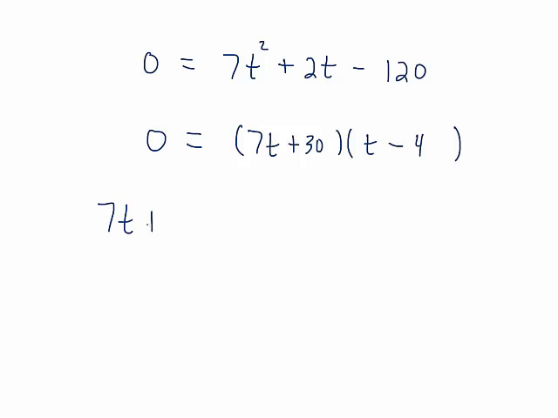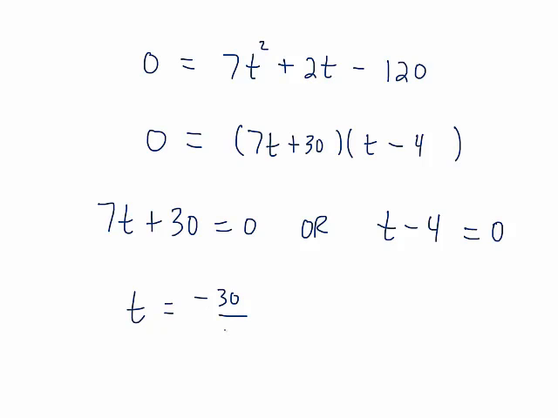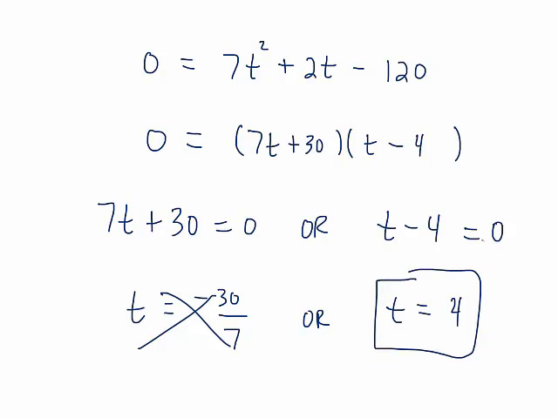So now we set each factor equal to 0. So we have 7T plus 30 equals 0, or T minus 4 equals 0. Solving for T, we would get T is equal to negative 30 over 7, or T is equal to positive 4. And recall that T was the number of hours that Tyler would need working alone. Time cannot be a negative value, so we throw out the negative 30 over 7. So we get our solution of T is equal to 4.